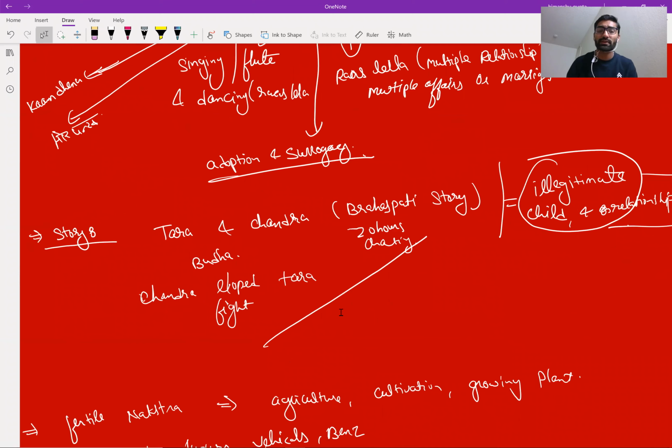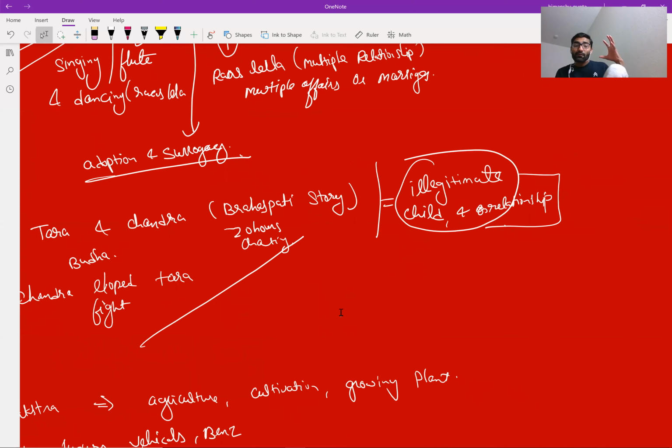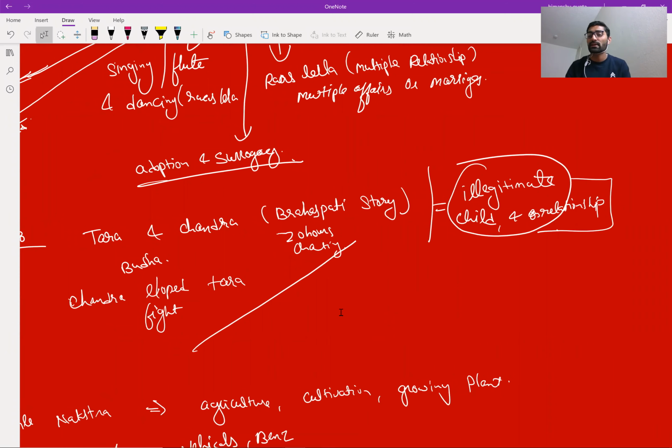The next story about Rohini Nakshatra is from Tara and Chandra. Tara is the wife of Jupiter, and Chandra loved Tara, and they had a fight with Brihaspati because he took the wife of Brihaspati, and Tara got pregnant by Chandra and gave birth to Buddha, Mercury. So from this story, what we get is illegitimate child or relationship. Many people who got pregnant before their marriage might be Rohini ascendant, or many fathers who have this trend are from Rohini ascendant. So from here we get an illegitimate child and relationship theme.